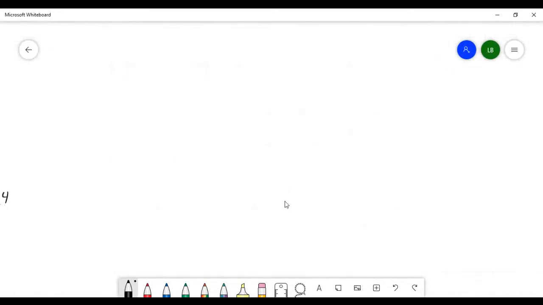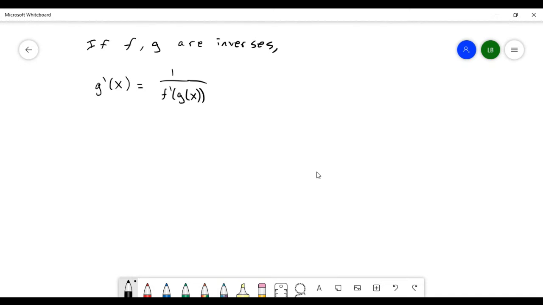Okay, there is one theorem regarding inverses you should know. And of course it starts with: if f and g are inverses, then g prime of x is equal to 1 divided by f prime of g of x. And this seems really random. We'll actually go over the proof. It's not a very difficult proof.